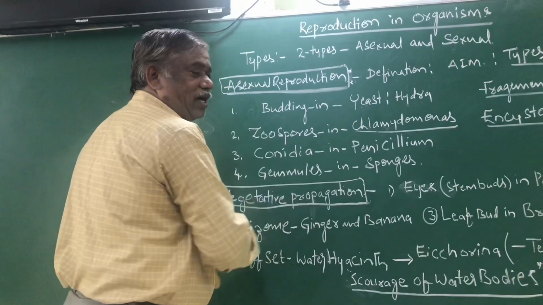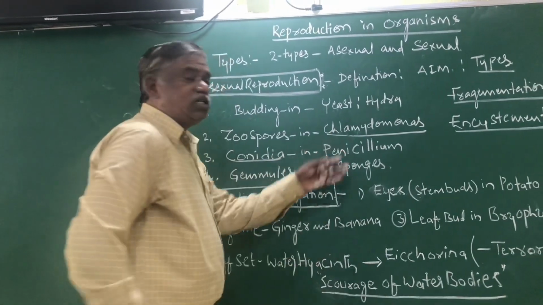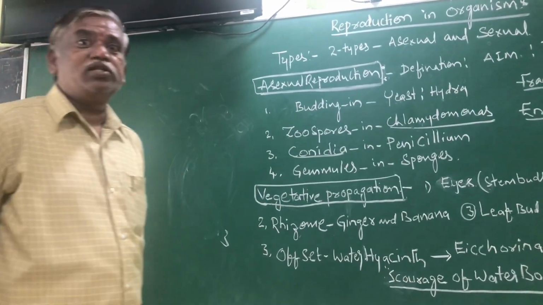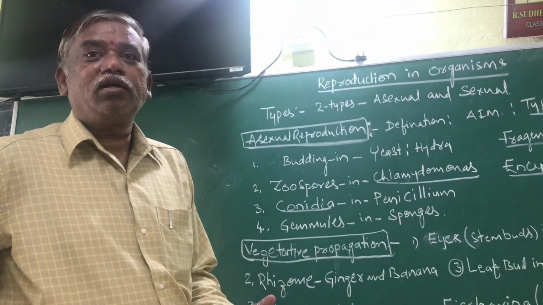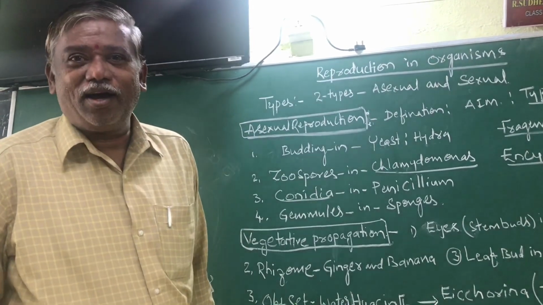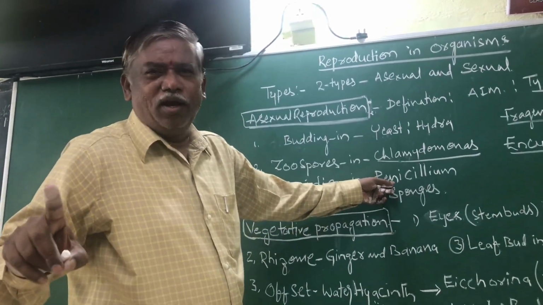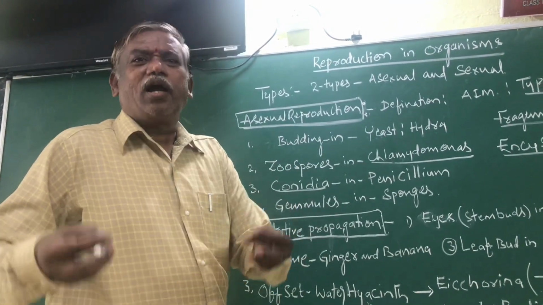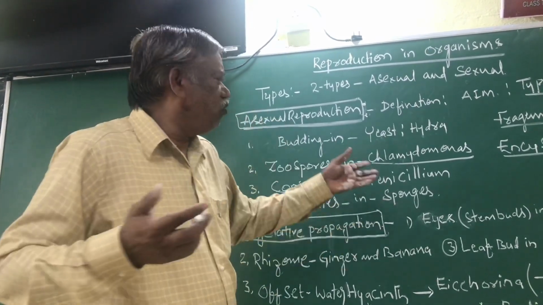Next one, conidia. Now it is somewhat different. Now just listen. The example is Penicillium. Penicillium is a fungus. Any fungal body is called mycelium. Penicillium belongs to fungi. Not only Penicillium, you also go to yeast, Fusarium, unicellular. These are some examples which belong to the fungi.